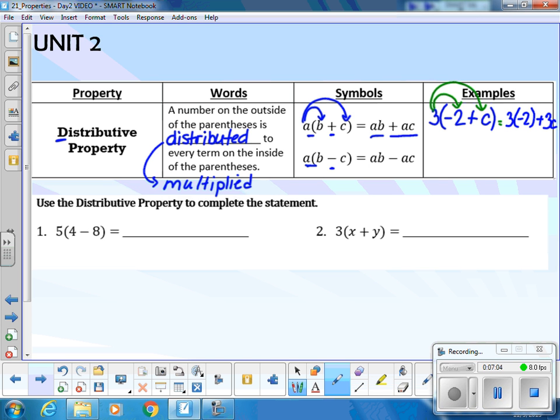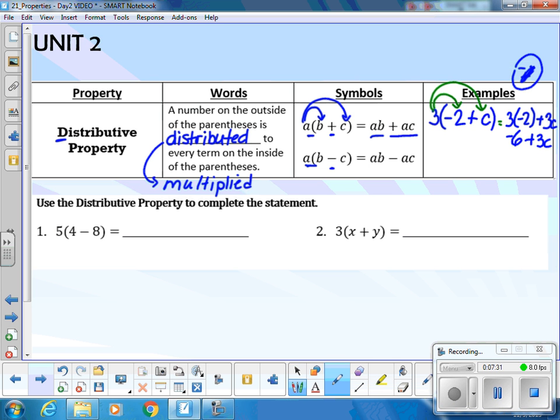And I could simplify this further because 3 times a negative 2, let's see, if I bring out my integer Bob here, I have a positive times a negative. What's left is a negative. 3 times 2 is 6. So then my answer would be negative 6 plus 3C. So that's how you do it with numbers. Let's do one more, just so you get an idea of something else that you might see.